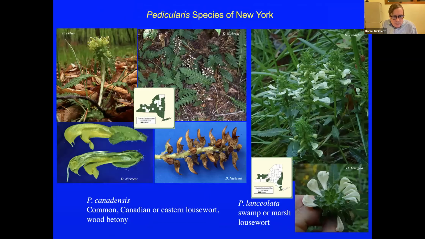Pedicularis, or the lousewort, wood betony. This is another one that goes by lots of common names. Very common in the eastern United States and New York, not in southern Illinois. Isn't that strange? We don't have Pedicularis canadensis. This one is a parasite on oak roots. It really prefers oak woodlands.